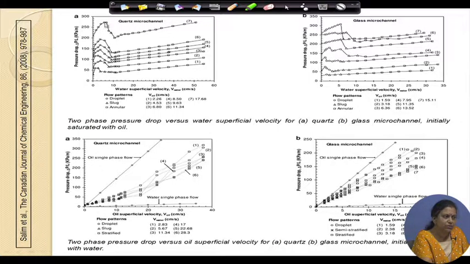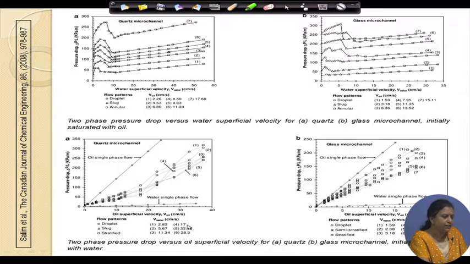Now, this particular decrease in gradient with increase in water velocity continues till a critical velocity, which usually lies between 3 to 10 centimeters per second. This trend continues, and henceforth we find that the pressure gradient continues to increase with water velocity as expected. It happens for both the microchannels that have been used.